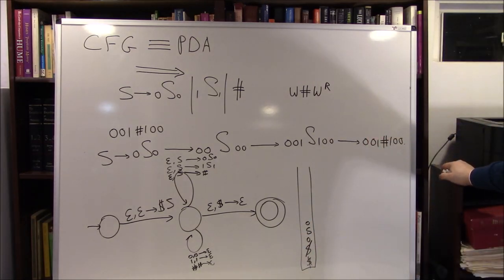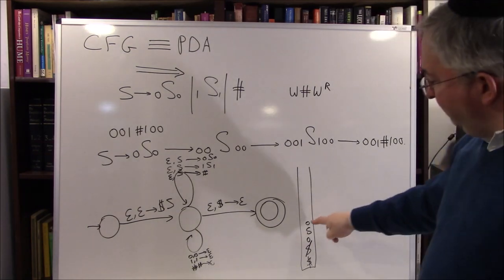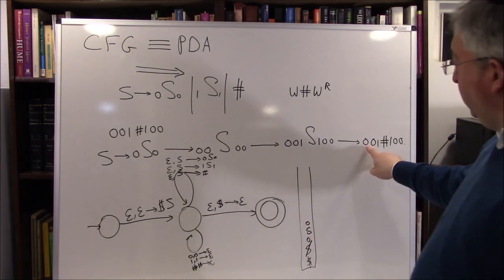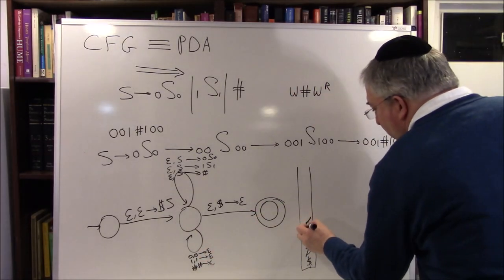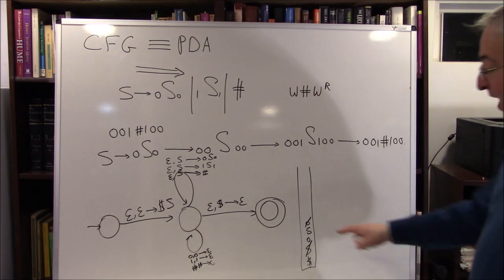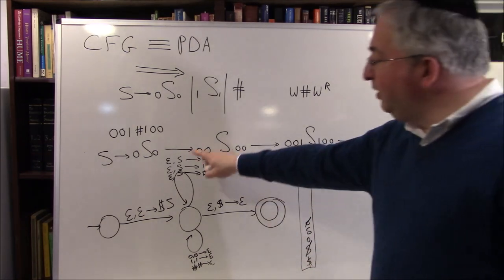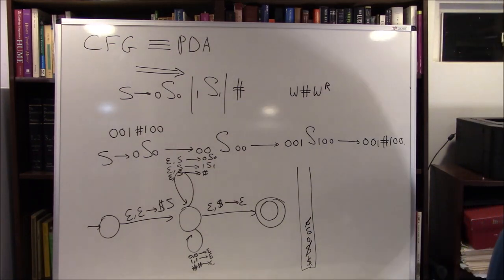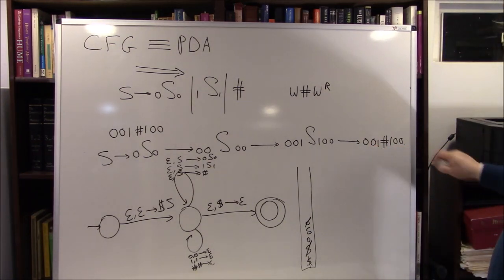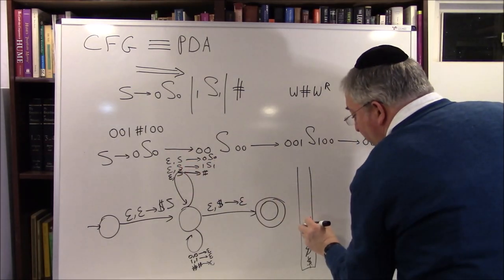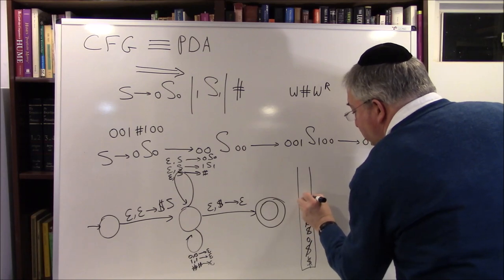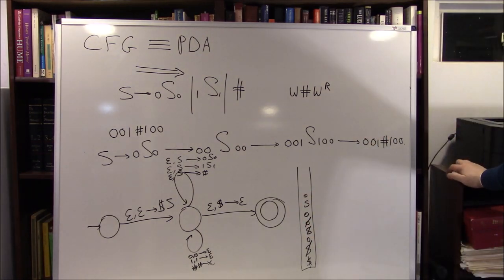Now, I didn't even start reading my word. The word is this, so let's go through it. Well, I have a 0 on top of my stack. I'm reading a 0, so I better use this rule, and I'm finished with that. Now I have an S on top of my stack. I can use one of these three rules. Which one should I use? Well, I better get this 0 there. So I take this S, cross it off, pop it, and then what do I put? 0, S, 0. That's very nice.